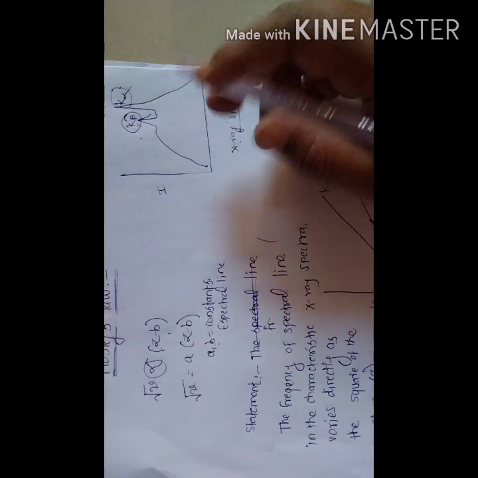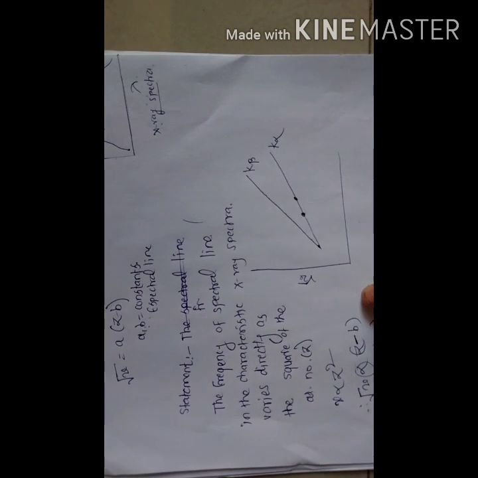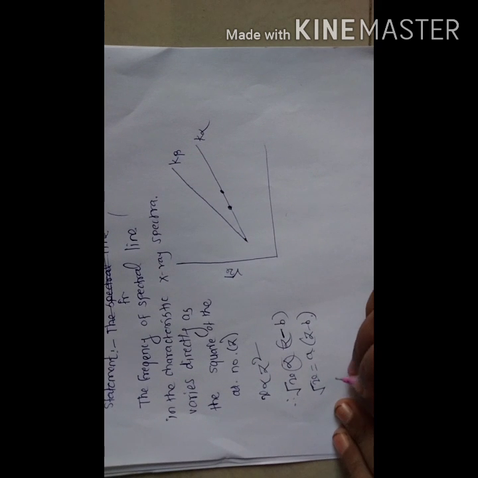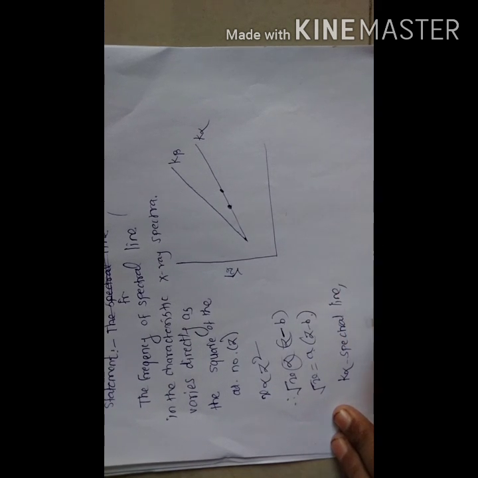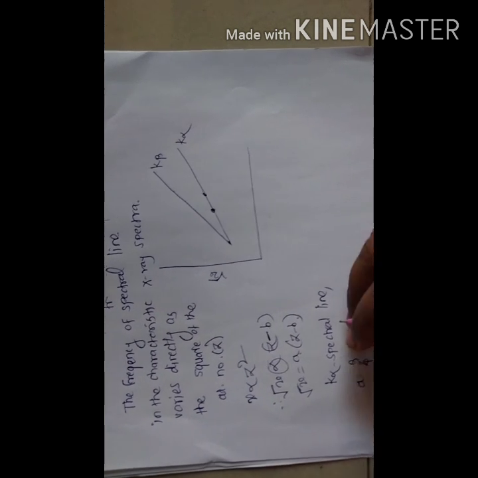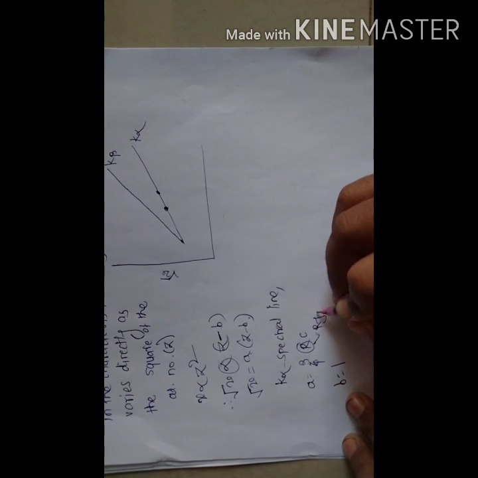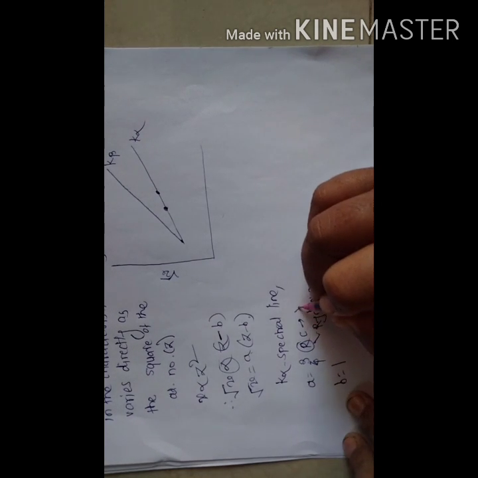Here we will solve this mathematical form of the expression. In the case of the K alpha spectral line, the value of A is 3 by 4 Rc, and the value of B is 1. What is R? R is the Rydberg constant, and c is the velocity of light.